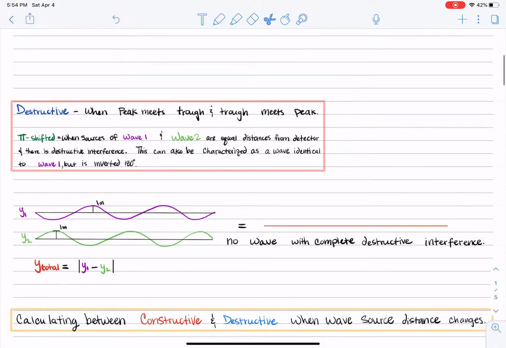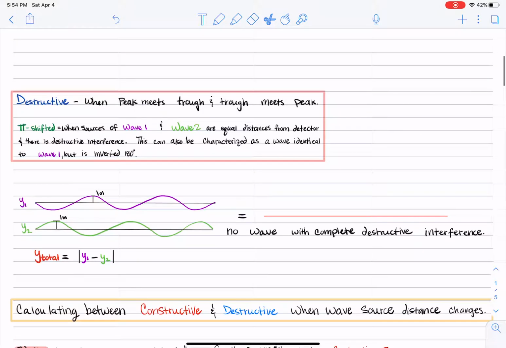Destructive interference is when a peak meets a trough and a trough meets a peak. And that's basically, to sum that up, it's an out-of-phase wave. So we're going to use a definition that helps understand this. It's called pi-shifted. A pi-shifted wave, so we have y1 and y2 here. A pi-shifted wave, down here it says this can also be characterized as a wave identical to wave 1. So we've got y1 and y2, they're identical. But y2 is inverted 180 degrees. So it's actually symmetrical, but just inverted. So in other words, it's not identical.